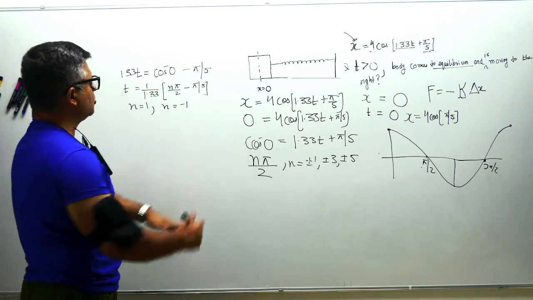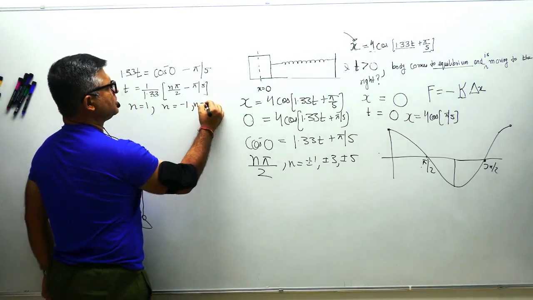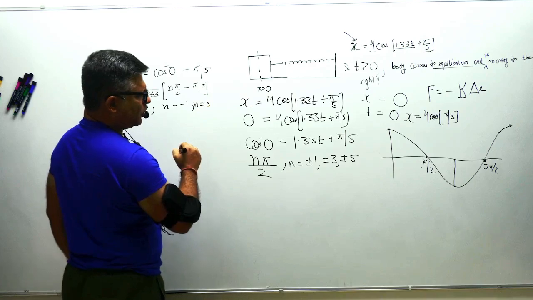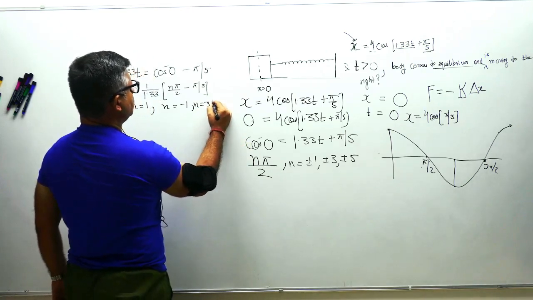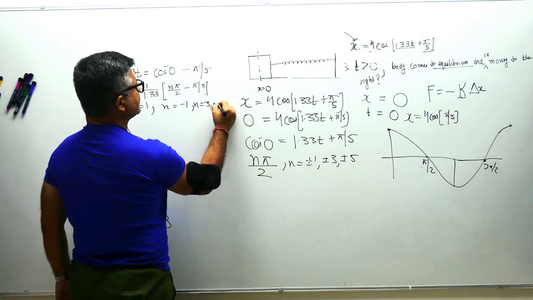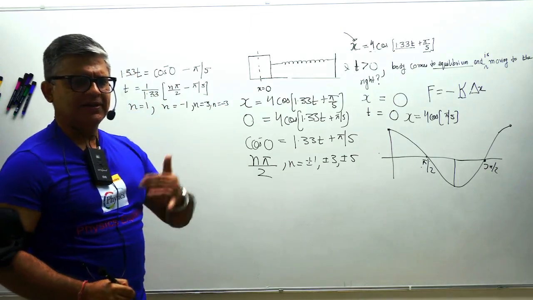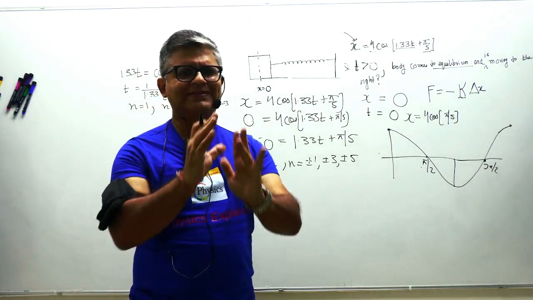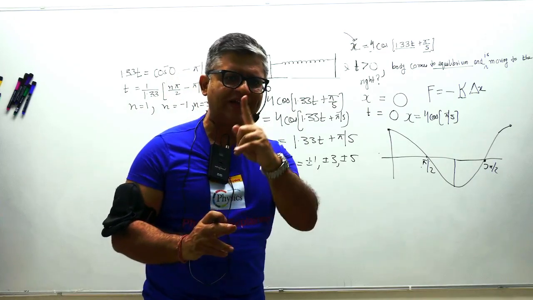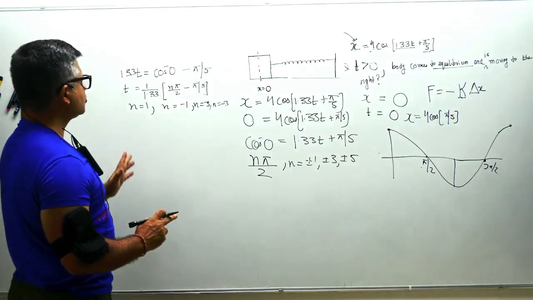I can put n is equal to 3, and I can also put n is equal to minus 3. N is equal to 5, minus 5. Those are the times at which it will be at x is equal to 0. We are very sure. We have to find the first one, right? So let's talk about that.